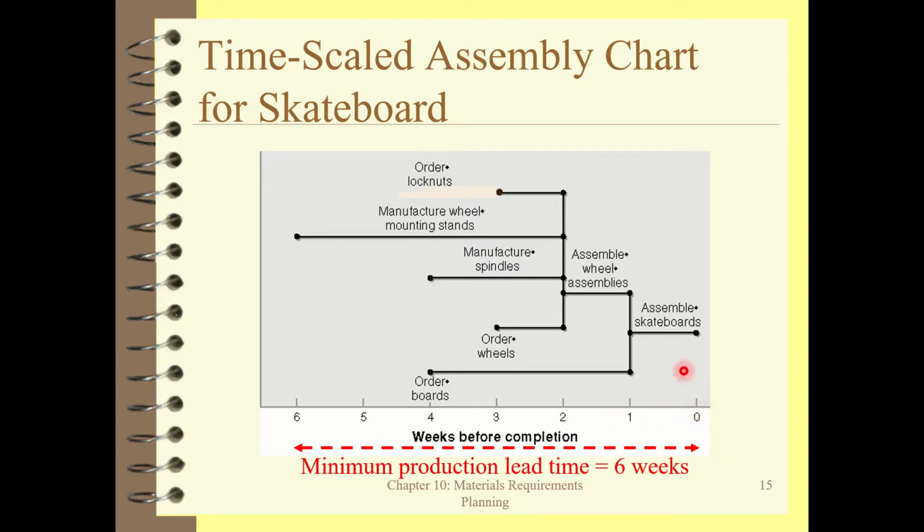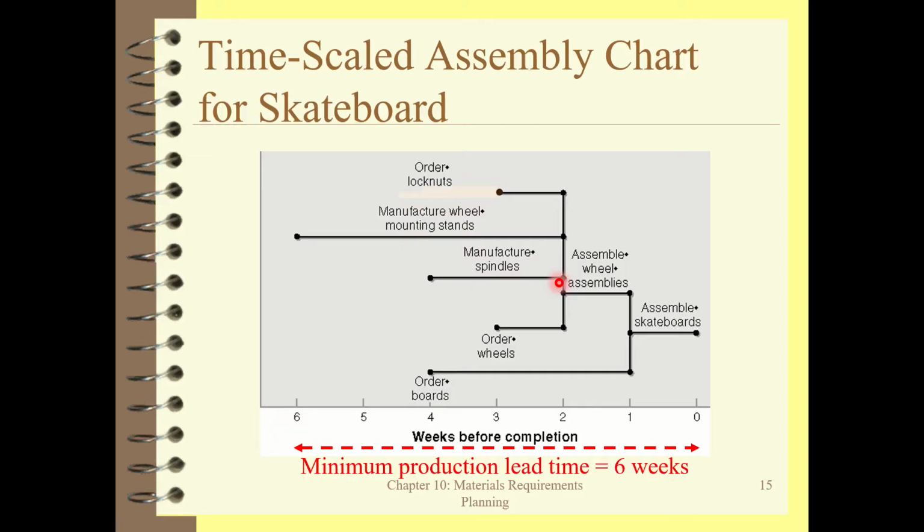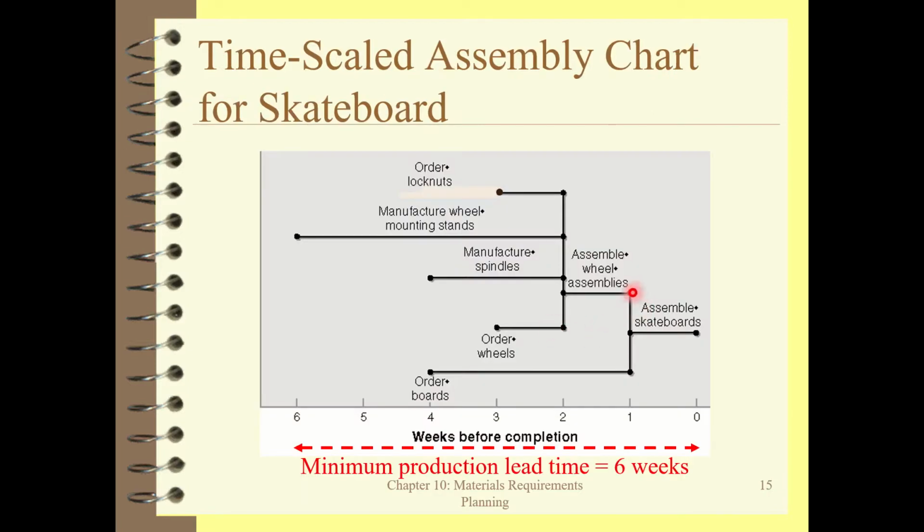In this case, the fiberglass board, we need 3 weeks, right? 1, 2, 3. You need to order it here. And because the wheel assembly needs 1 week, you go back 1 week here. Everything must be ready at the beginning of week 2, week minus 2. So lock nut, wheel mount stand, spindle, and also wheels must be ready. Everything must be ready here at the beginning of week 2.